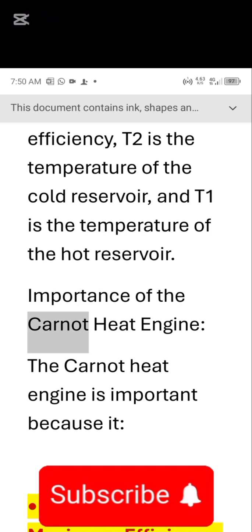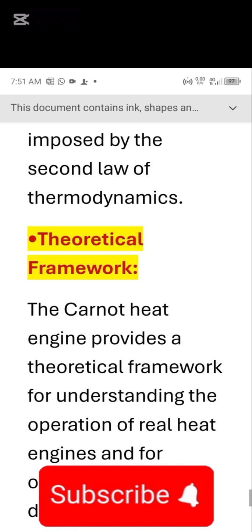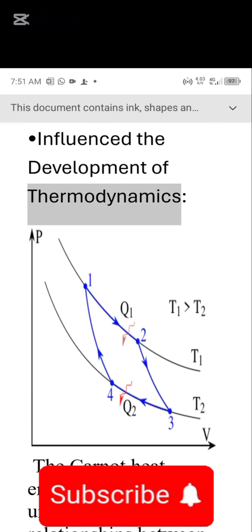Importance of the Carnot heat engine. The Carnot heat engine is important because it establishes the maximum efficiency, the fundamental limit imposed by the second law of thermodynamics. Theoretical framework: the Carnot heat engine provides a theoretical framework for understanding the operation of real heat engines and for optimizing their design. It influenced the development of thermodynamics, the understanding of the relationships between heat, work, and energy.